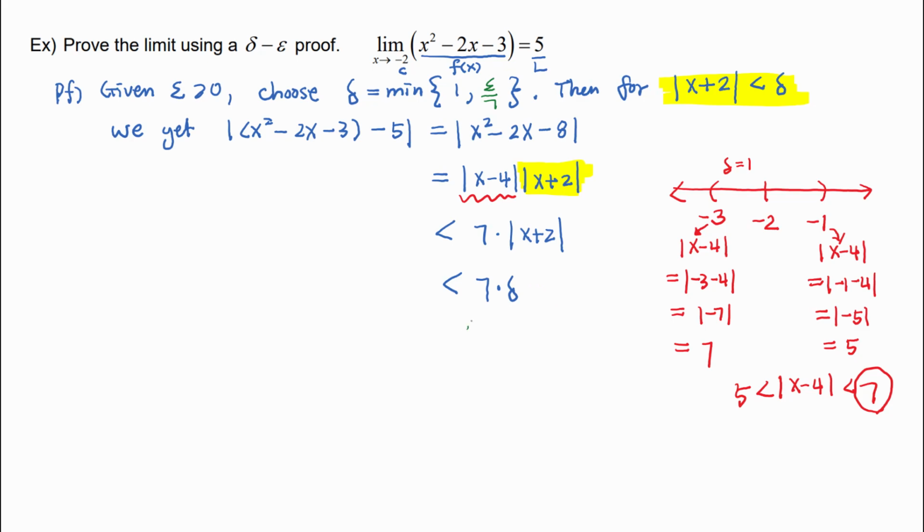So this will be less than 7 times delta, where delta is the minimum of 1 and epsilon over 7. And it's more likely going to be epsilon divided by 7. And the 7s get canceled, which is less than epsilon. Therefore, the limit as x approaches -2 of x squared minus 2x minus 3 has to be equal to 5.